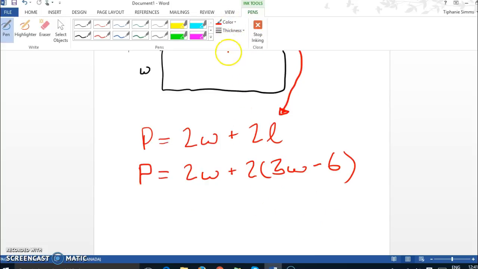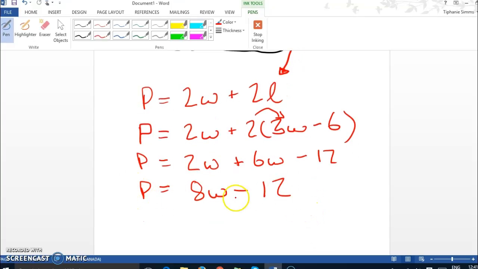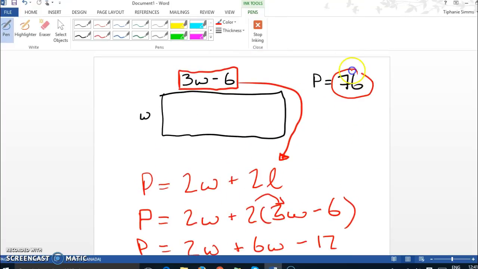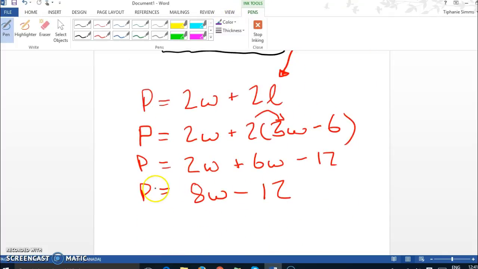So that's cool. Let's do a little order of operations on that. 2W plus, I'll distribute, 2 times 3W is 6W minus 12. That still equals P. And P still equals, I'll just combine some like terms and clean this up a little bit, 8W minus 12. So now we have two variables, P and W, but I know what the perimeter, P, is. That's 76. So I'll change my color and we'll sub that in. So now we really have 76 equals 8W minus 12.